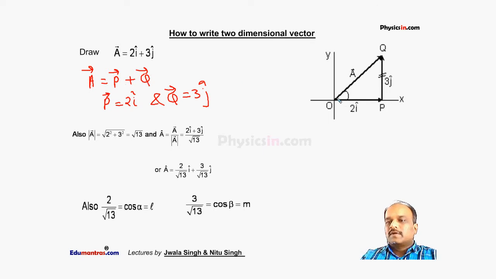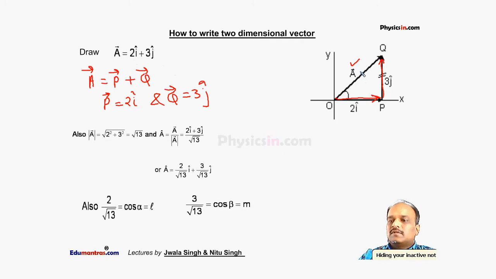Now I will put this is vector O to P, this is vector P, 2 i cap. I draw a vector of length 2 unit along positive x axis, and 3 j cap. I draw a vector, whose length is 3 unit and which is along positive y axis, and join the tail of this 2 i cap and head of this 3 j cap. Then it will give me vector A, which is equal to 2 i cap plus 3 j cap.